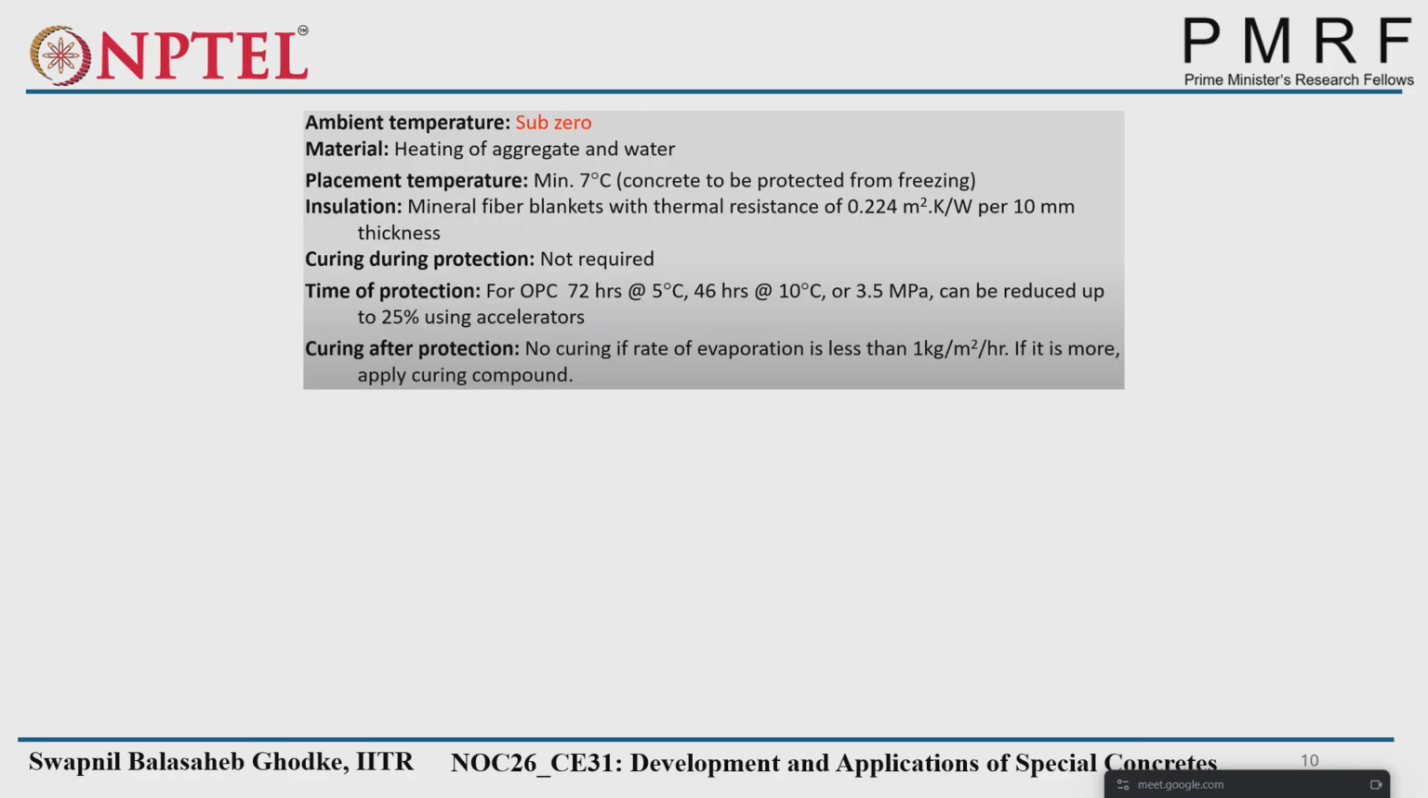The third condition is sub-zero, meaning below zero. It indicates that heating of both aggregate and water is required. Placement temperature 7 degrees Celsius. For insulation, similarly, we can use mineral fiber blankets. Curing during protection not required. Time of protection is similar to what was given here also: 72 hours at 5 degrees Celsius, 46 hours at 10 degrees Celsius. And for curing after protection, the same condition applies, 1 kilogram per meter square per hour. If it is less than that, no curing protection is required, and if it is greater than that, protection is required.